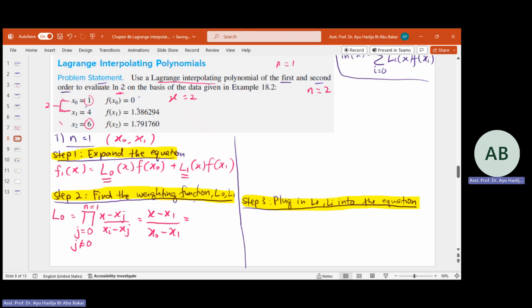Then only you sub in the values. X equals 2. So your x1 is what? 4. Over x0, which is 1, minus x1, which is 4. What do you get? Correct, 0.6667.